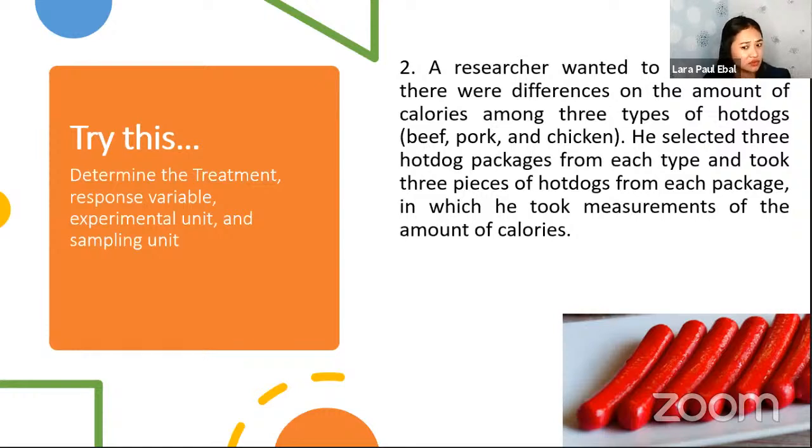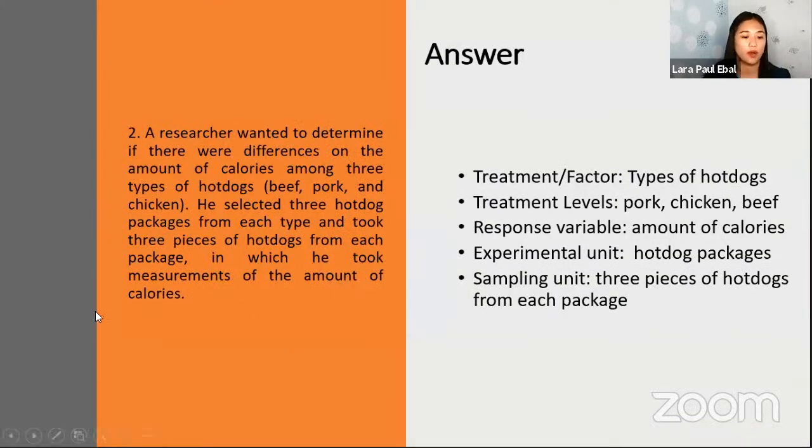Is there a sampling unit here? Okay, I'll read the problem again. Now I'll show you the answer. You can see the problem here on the left-hand side. The treatment is the types of hot dogs, and the treatment levels are the specific flavors: pork, chicken, beef. The response variable is the amount of calories, and the experimental unit is the hot dog packages. Here comes the sampling unit, which is just the 3 pieces of hot dogs from each package. So you can now relate: there's an experiment that is up to the level of the experimental unit, and there is also another experiment which is up to the level of a sampling unit.